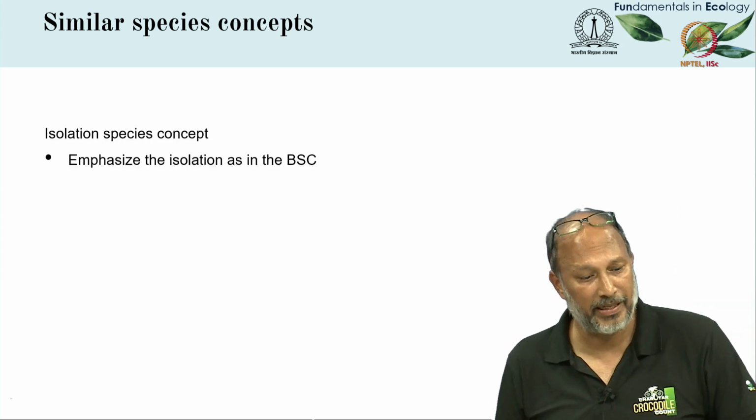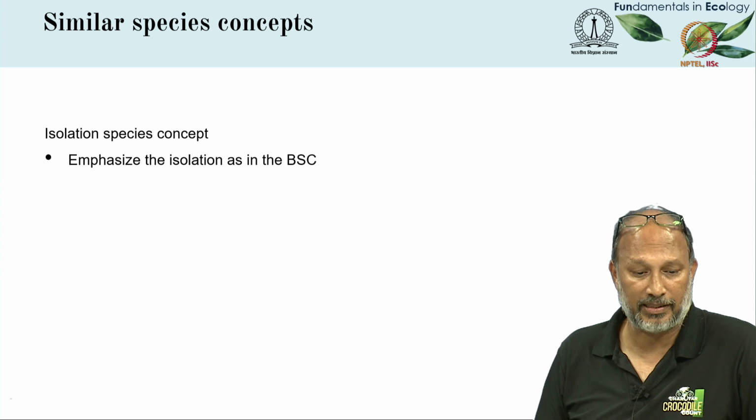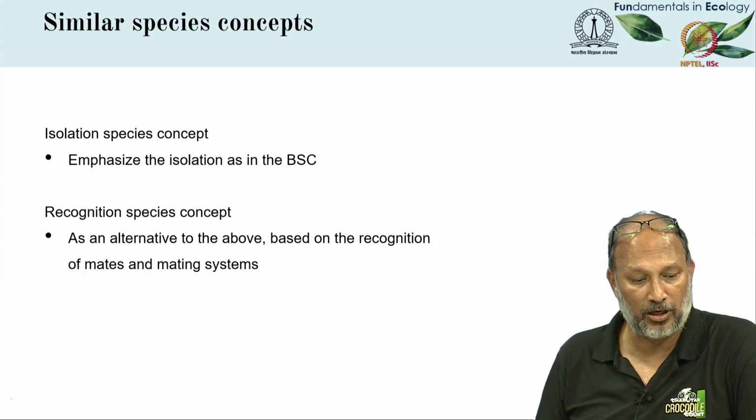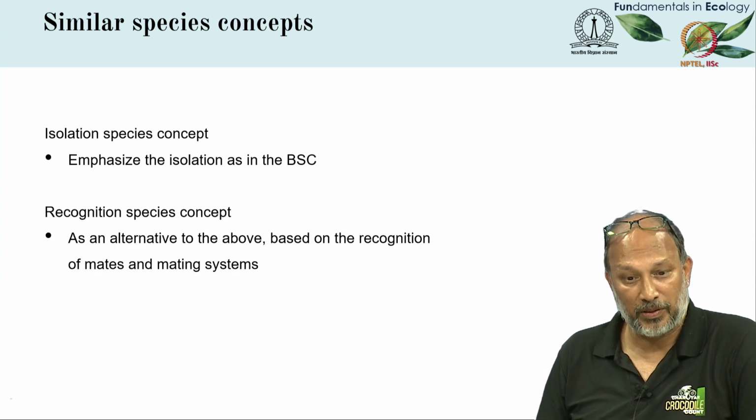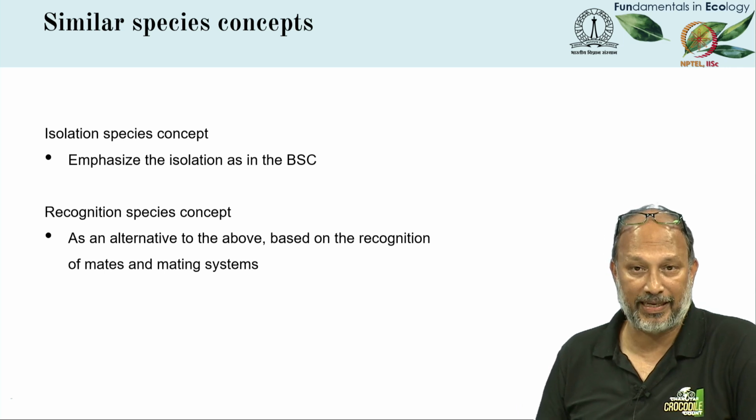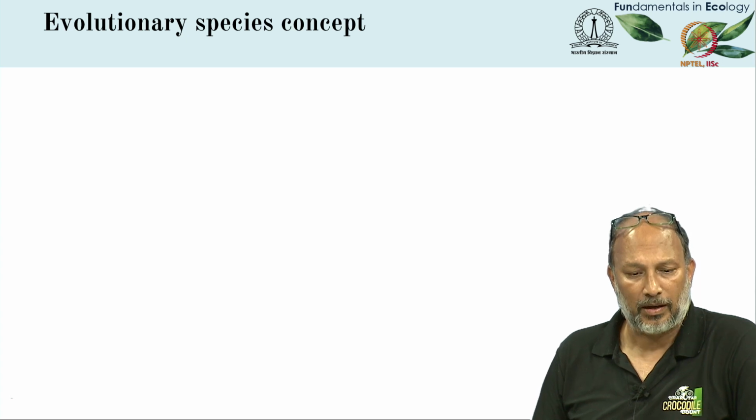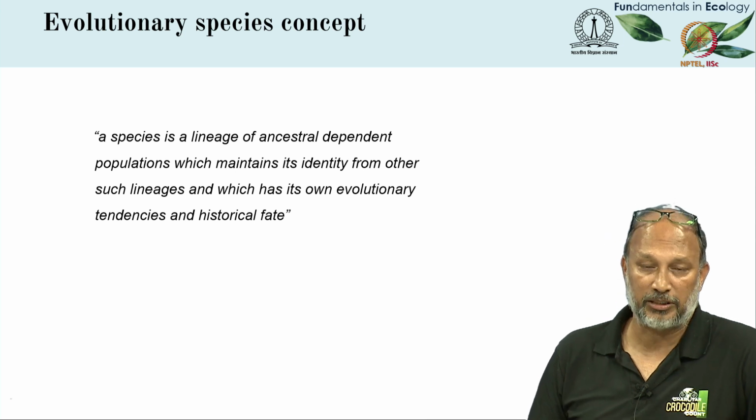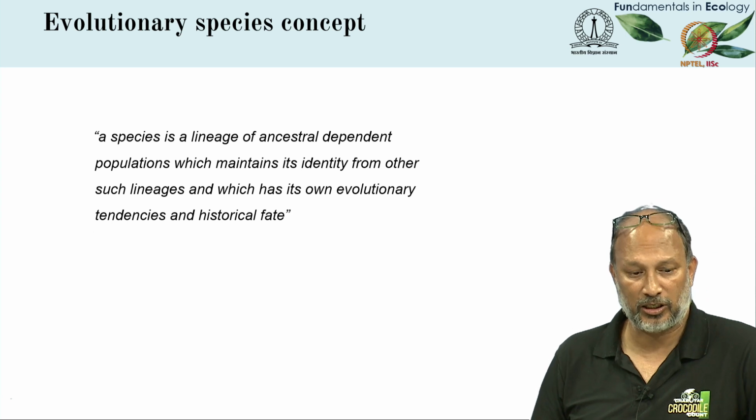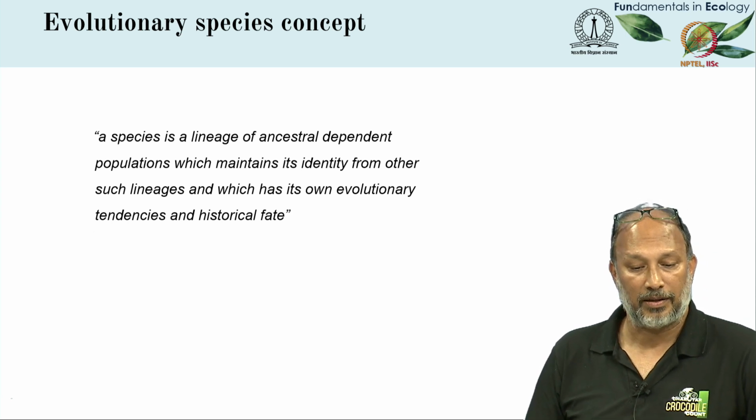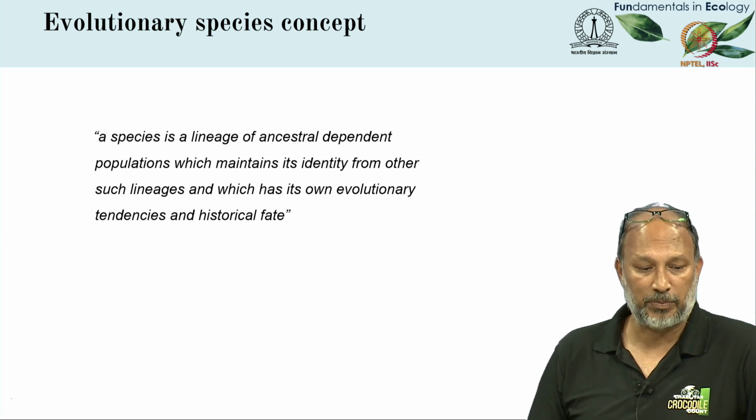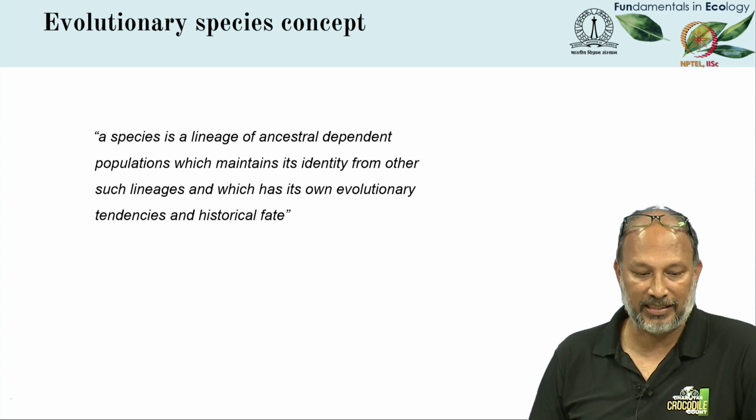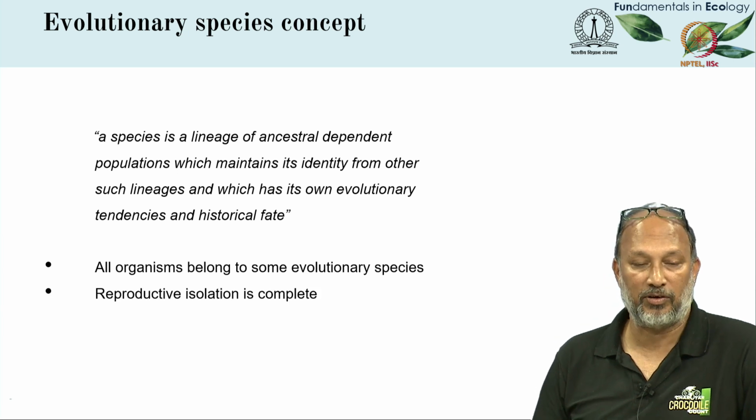Now, over the last 50 years, many other species concepts have been proposed, as I mentioned. There are some similar ones like the isolation species concept, which emphasizes the isolation from the biological species concept. The recognition species concept is sort of the opposite. It identifies the recognition of mates and mating systems, but these are all based on gene flow. As an alternative approach to viewing what species are, a series of evolutionary species concepts were proposed. Broadly, the main evolutionary species concept said a species is a lineage of ancestor-descendant relationships in populations whereby it maintains its identity from other such lineages, and it has its own evolutionary tendencies and historical fate. So all organisms belong to some evolutionary species.